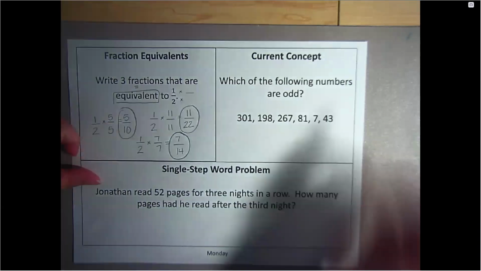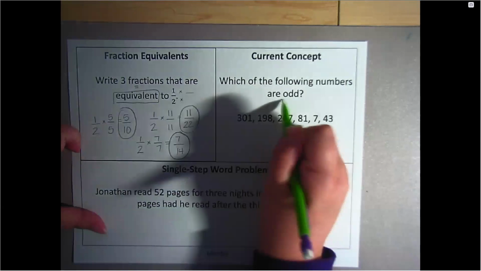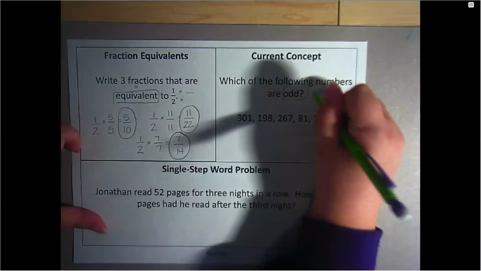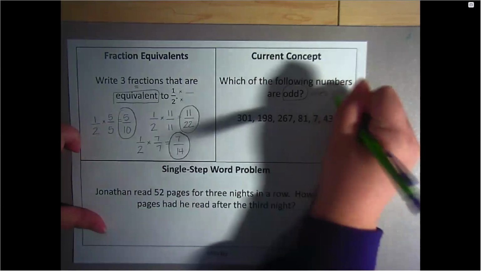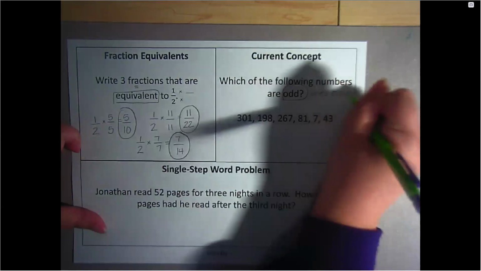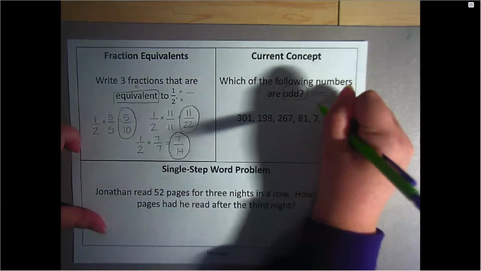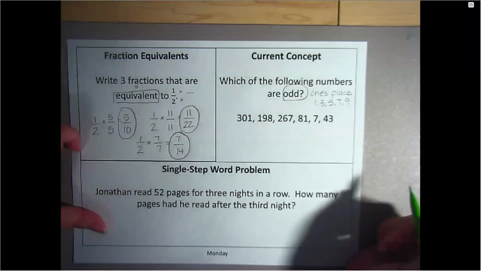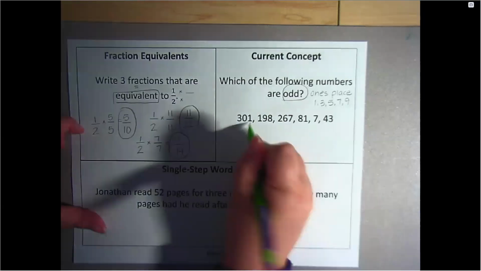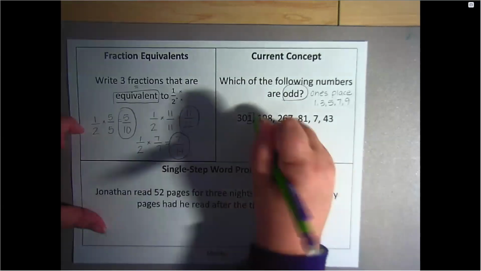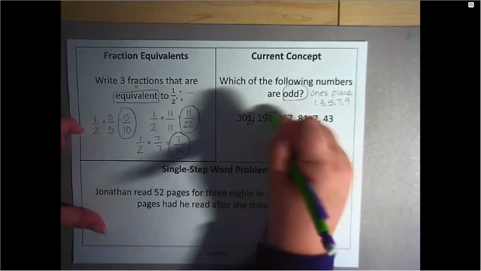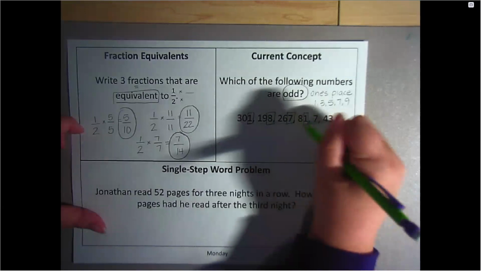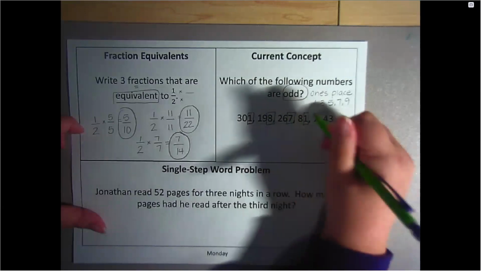Number 2, it says which of the following numbers are odd? And now remember, odd numbers in the ones place end in 1, 3, 5, 7, and 9. So numbers that are odd, I'm going to look at the ones place. So I'm going to box the ones place in each of my numbers, because that is going to tell me whether my number is even or odd.